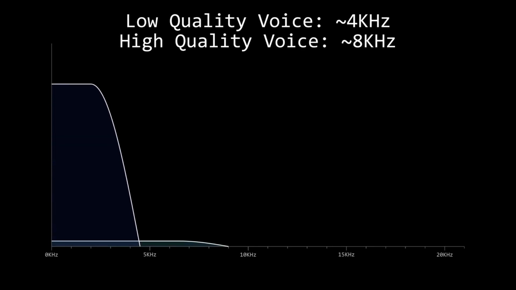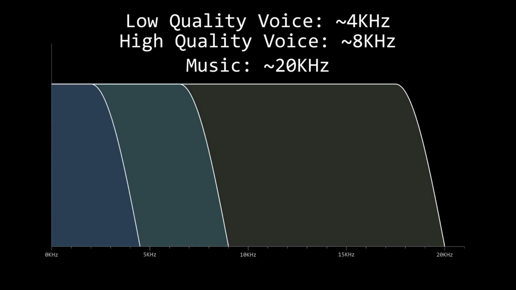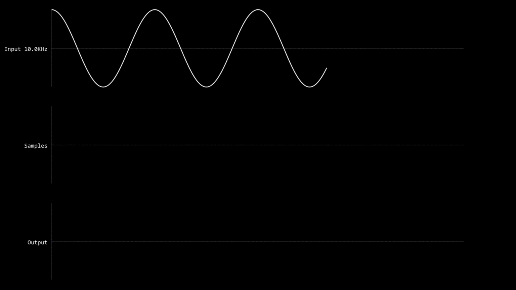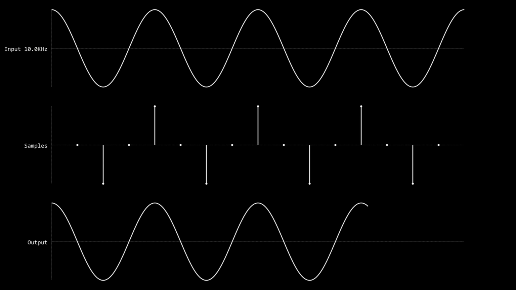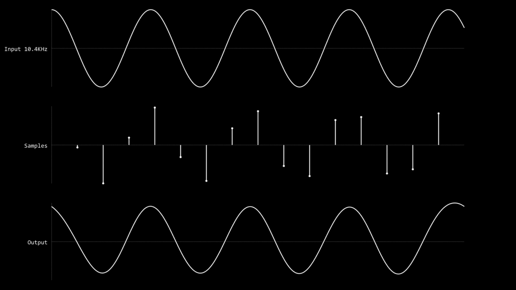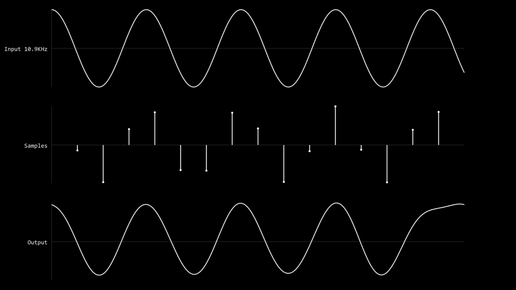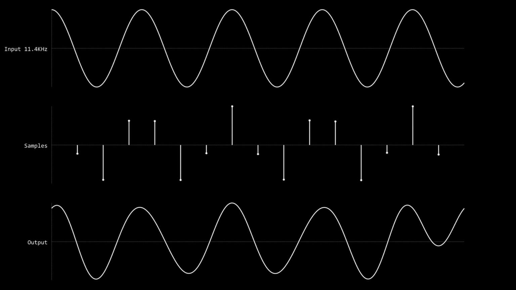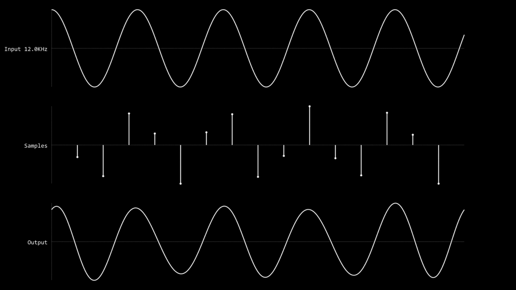For very low quality speech, we need to capture a bandwidth of around 4 kHz. For good quality speech, we need around 8 kHz, and for high quality audio, we need a bandwidth of 20 kHz. To avoid issues with aliasing, we need to sample at the Nyquist rate, which is twice the highest frequency we want to sample. For audio, this would be around 40 kHz.